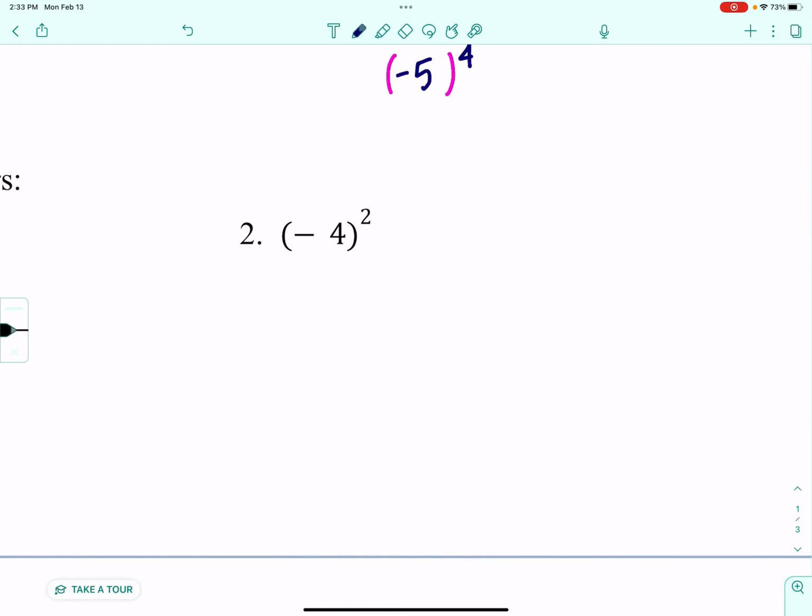Number 2, notice now we've got parentheses holding the negative to the 4. That means this is -4 times -4.